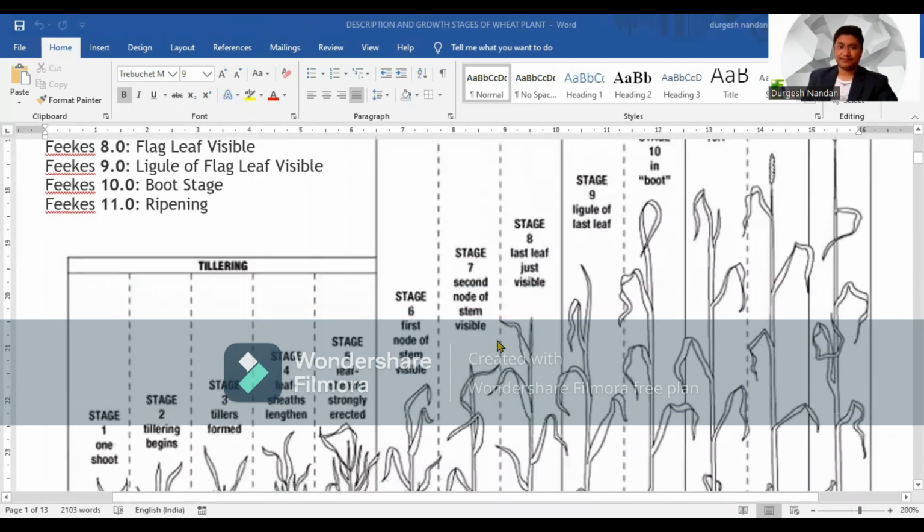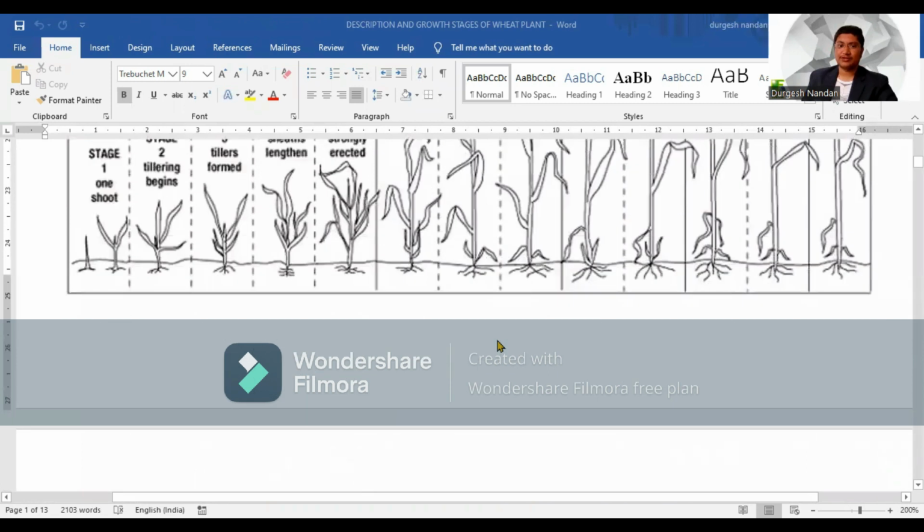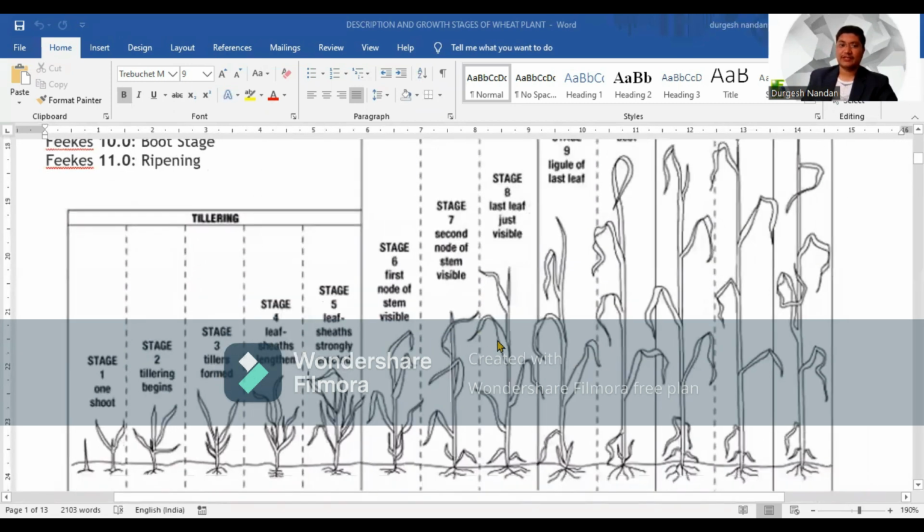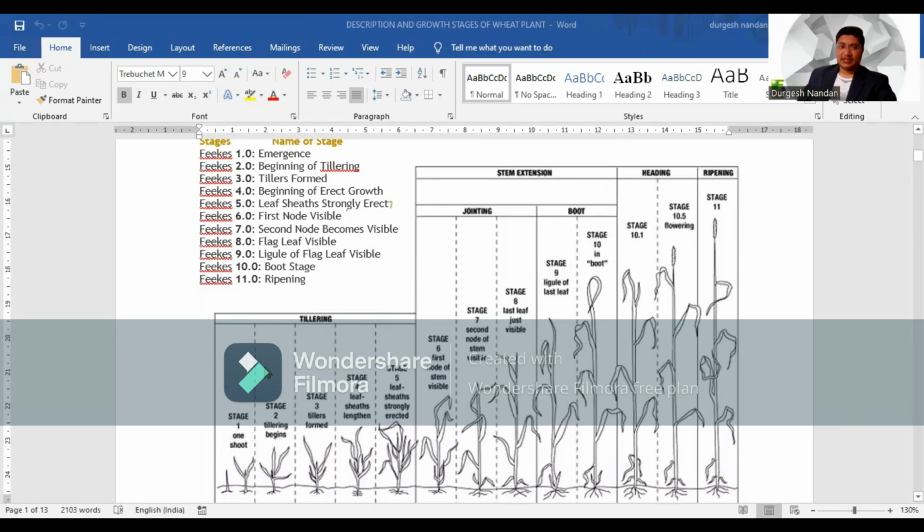So they give some stages of wheat depending on the scale. Okay, let's see which stages come in this field. The first stage, after germination, is the tillering stage. From one shoot, the second tiller begins, then the third tiller forms, and the fourth is the leaf sheath. And the leaf sheath is strongly erect. So up to the leaf sheath being strongly erect, those 5 stages come in tillering. After germination, the tillering comes.